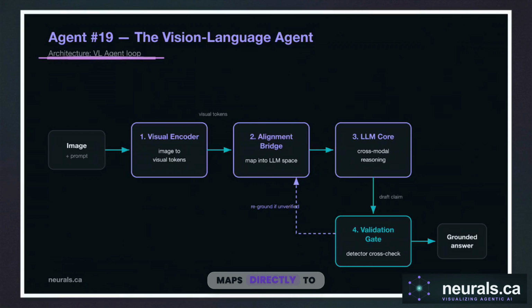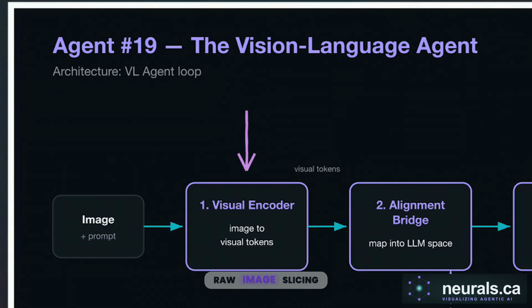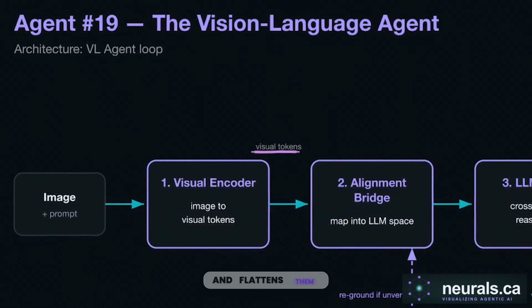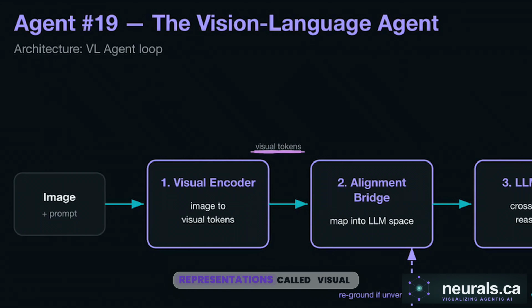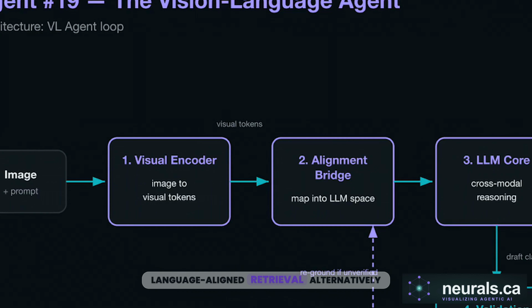This operational logic maps directly to the 4-stage architectural loop of Agent 19 shown here. Stage 1 is the visual encoder. It ingests the raw image, slicing the pixel array into fixed geometric patches, typically 14 by 14 pixels, and flattens them into dense numerical representations called visual tokens. The choice of encoder dictates the agent's baseline capability. An encoder like SigLIP is trained to tightly couple visual and linguistic representations, making it ideal for language-aligned retrieval.